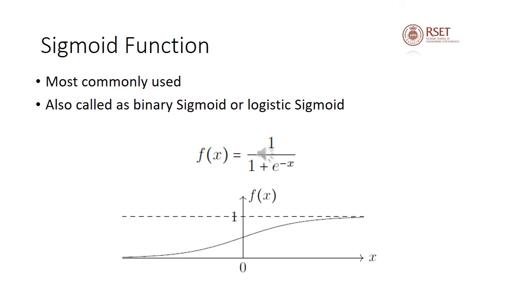The next function is a very important function called the sigmoid function, one of the most commonly used activation functions, which is also called binary sigmoid or logistic sigmoid. The standard equation is 1 divided by 1 plus e raised to minus x. You can see it has a sigmoid curve shape, and the output value ranges from 0 to 1.